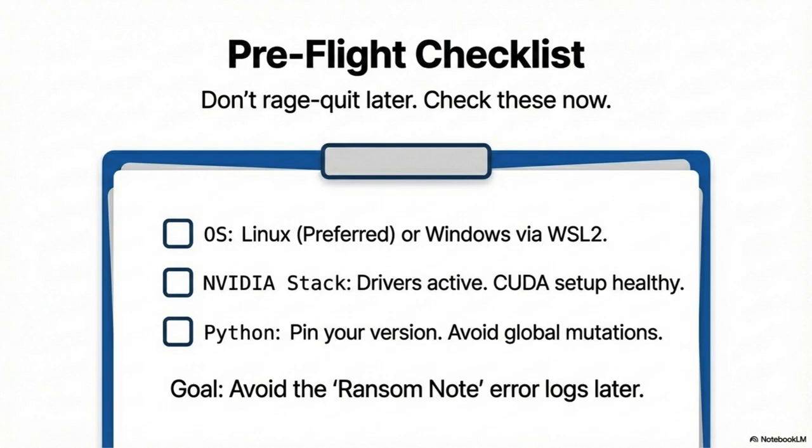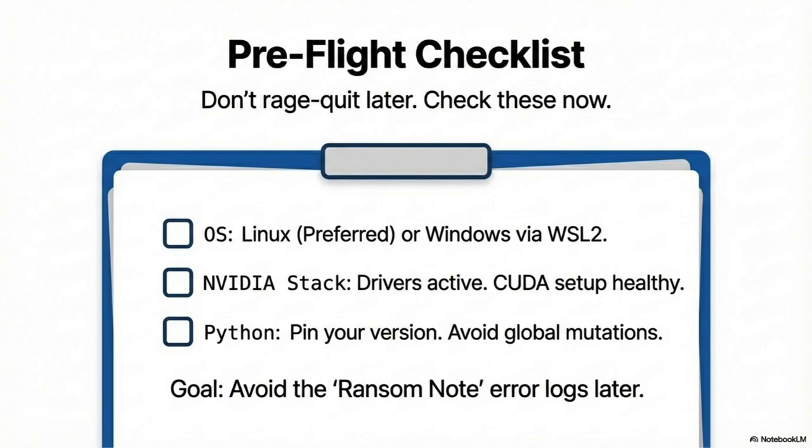Okay, so let's assume we have a machine that can handle it. We move to the pre-flight checklist. This seems like the measure twice, cut once section. It's the 2-minute check that saves you 2 hours of frustration. First up, OS. Linux is the clean path. If you're on Windows, you absolutely need to be using WSL2, Windows Subsystem for Linux. Native Windows is a no-go.